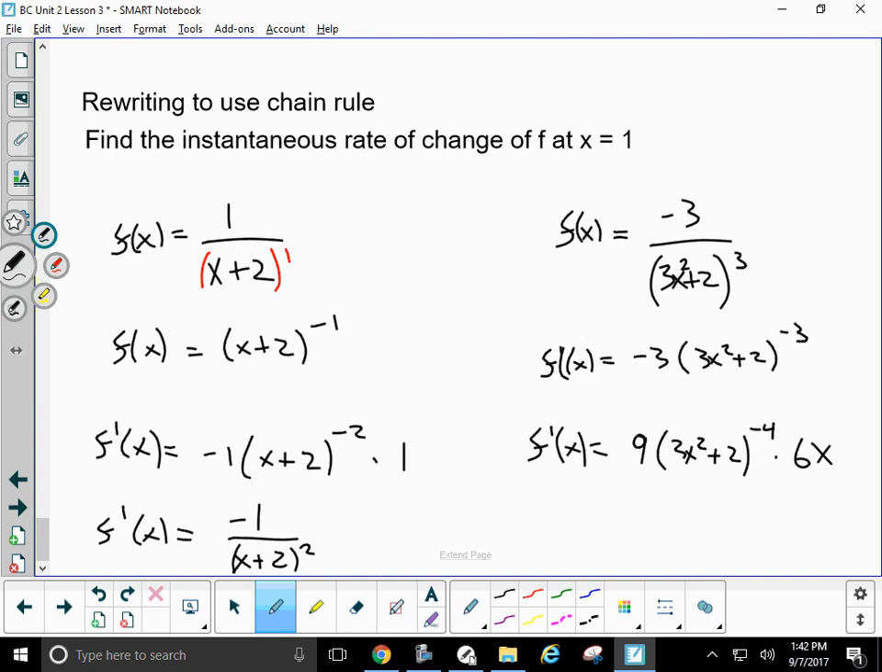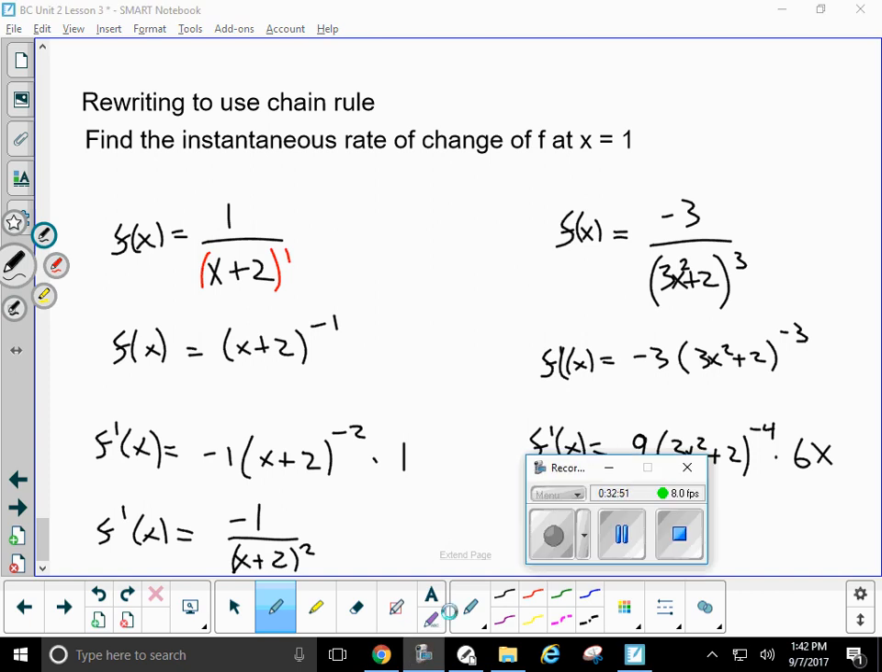That's it. Hope you understand the chain rule. Questions, come see me. Homework's out of the book. Last lesson, next class, test next Wednesday.